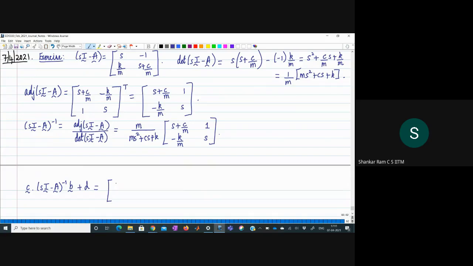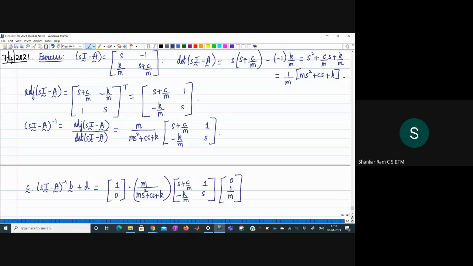So C in the case of the mass spring damper system is 1, 0. That is a column vector. sI minus A inverse, we have got it as m divided by ms squared plus cs plus k, that is a scalar function. So like this, and we are going to have s plus c by m, 1, minus k by m, and s, right? And B was 0, 1.